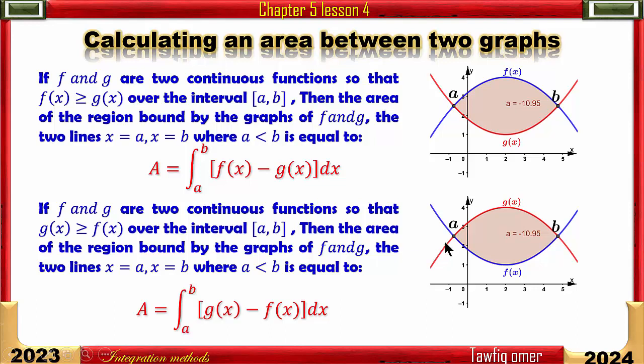But if the graph of g of x is over f of x on the interval [a, b], then the area is equal to the integration from a to b of g of x minus f of x dx.